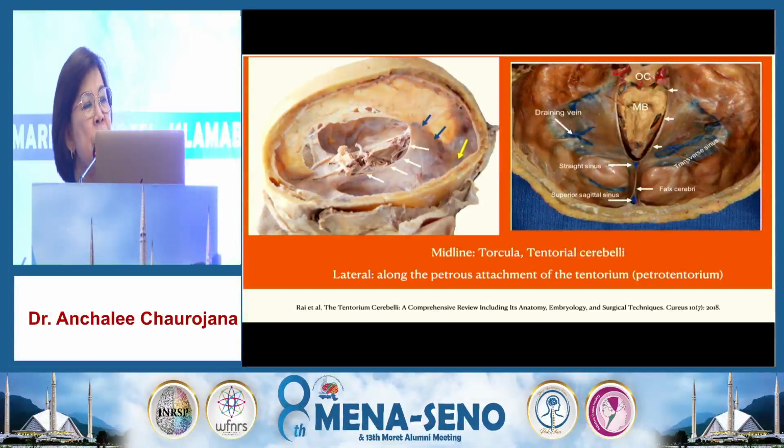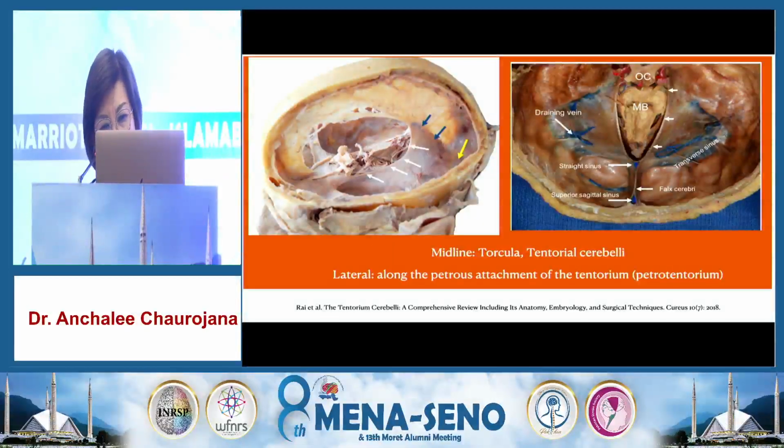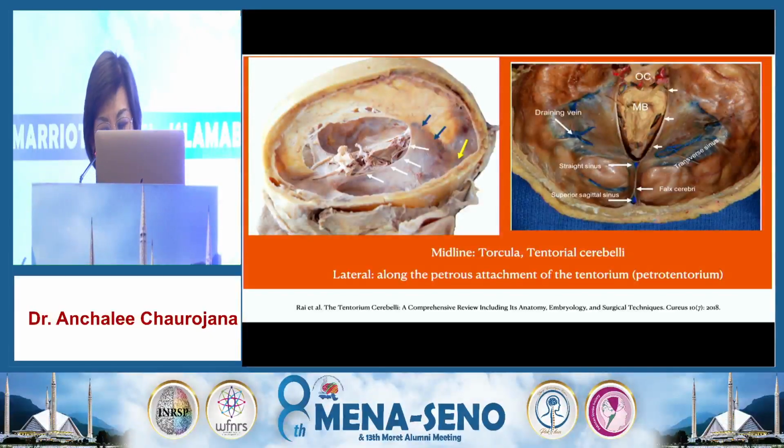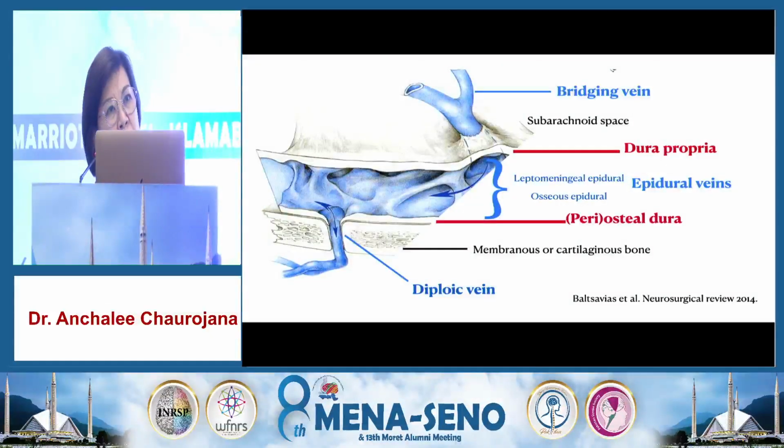I will talk about the anatomy first. For the falcotentorial region, we can roughly differentiate it into midline and lateral. The midline, as you know, includes the falx cerebelli and tentorium, and in the lateral aspect, it touches around the petrous apex of the tentorium. So the shunt can occur in the midline or in the lateral view.